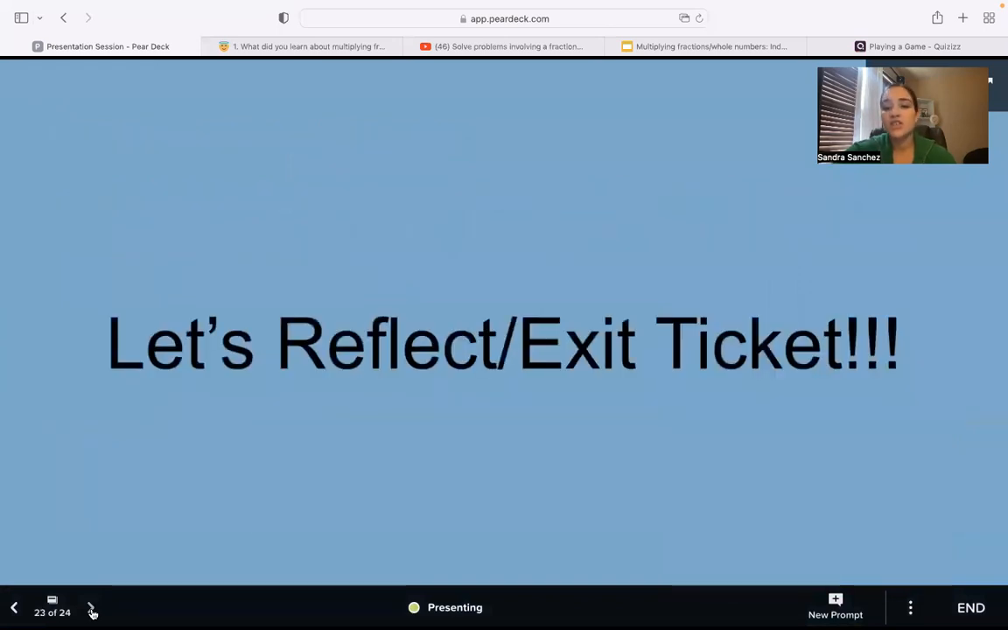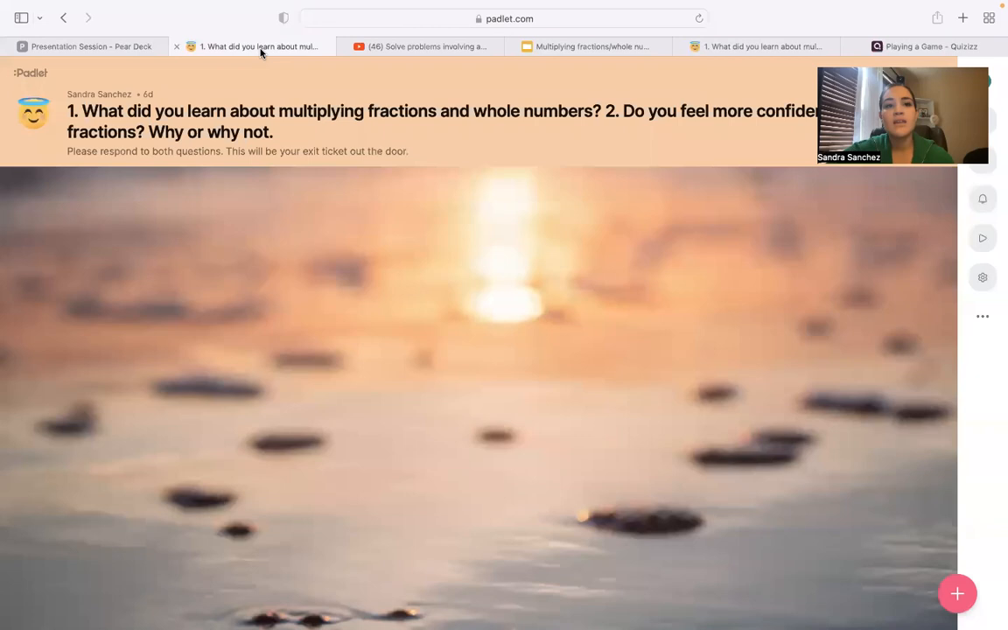As a reflection or as an exit ticket, students will then have to go to Padlet. And in this Padlet, they will answer 2 questions. One question will be what they learned about today's lesson, but also another question will be how confident they feel about fractions now. So it's a kind of reflection of, wow, this is where I started, but this is where I ended. So it gives them this full circle in just one day.